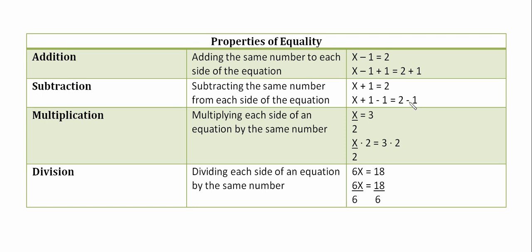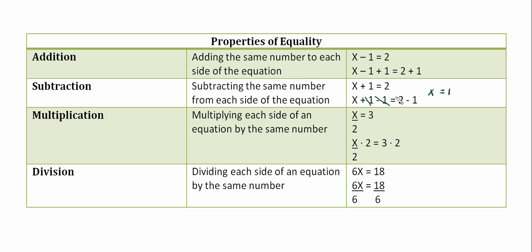We can see here that this 1 and this negative 1 cancel. That would end up giving us x equals positive 1, and that would be an equivalent equation to x plus 1 equals 2.